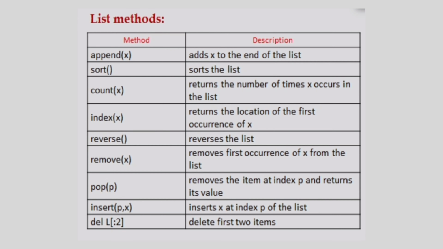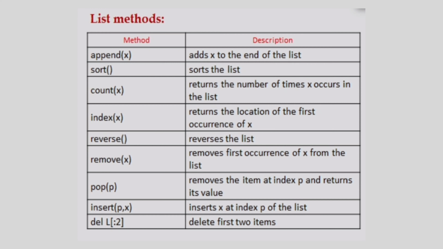Append of x adds x to the end of the list. Sort sorts the list. Count of x returns the number of times x occurs in the list. Index of x returns the location of the first occurrence of x. Reverse reverses the list, and remove x removes the first occurrence of x from the list.